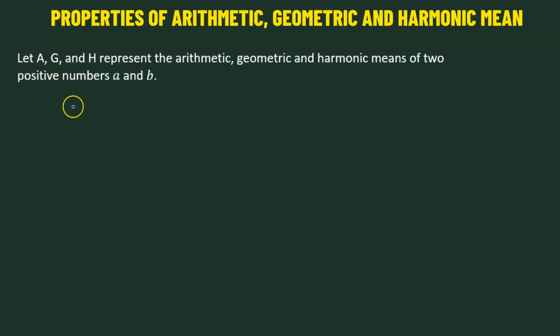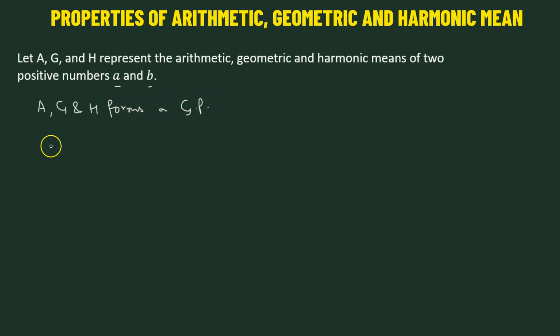So, we will discuss the property of arithmetic, geometric and harmonic mean of two positive numbers a and b. So here A, G and H represent the arithmetic, geometric and harmonic means of two numbers a and b. Then we need to show that A, G and H form a geometric progression.